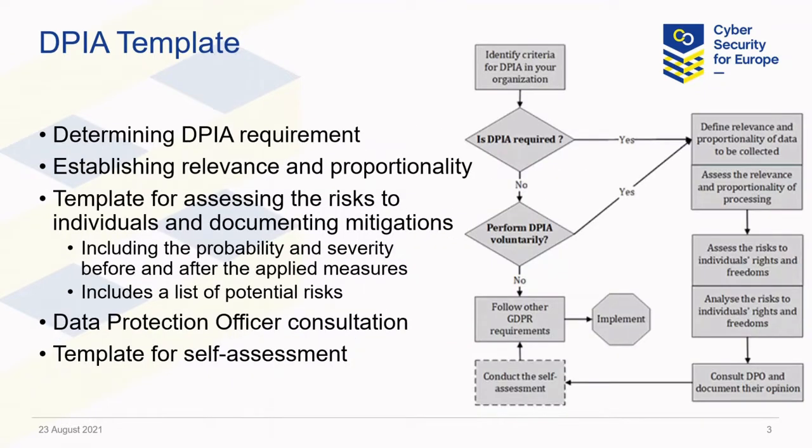The DPIA template includes helping guides to determine the need for the assessment in a given situation. It helps with establishing relevance and proportionality of the collected personal data and helps with assessing the risks to individuals' rights and freedoms. This includes predefined levels of compliance and an extensive pre-prepared list of potential risks. The asset also contains advice on consultations with the data protection officer and a template to perform an optional self-assessment step that helps users make sure they have covered all the DPIA requirements.